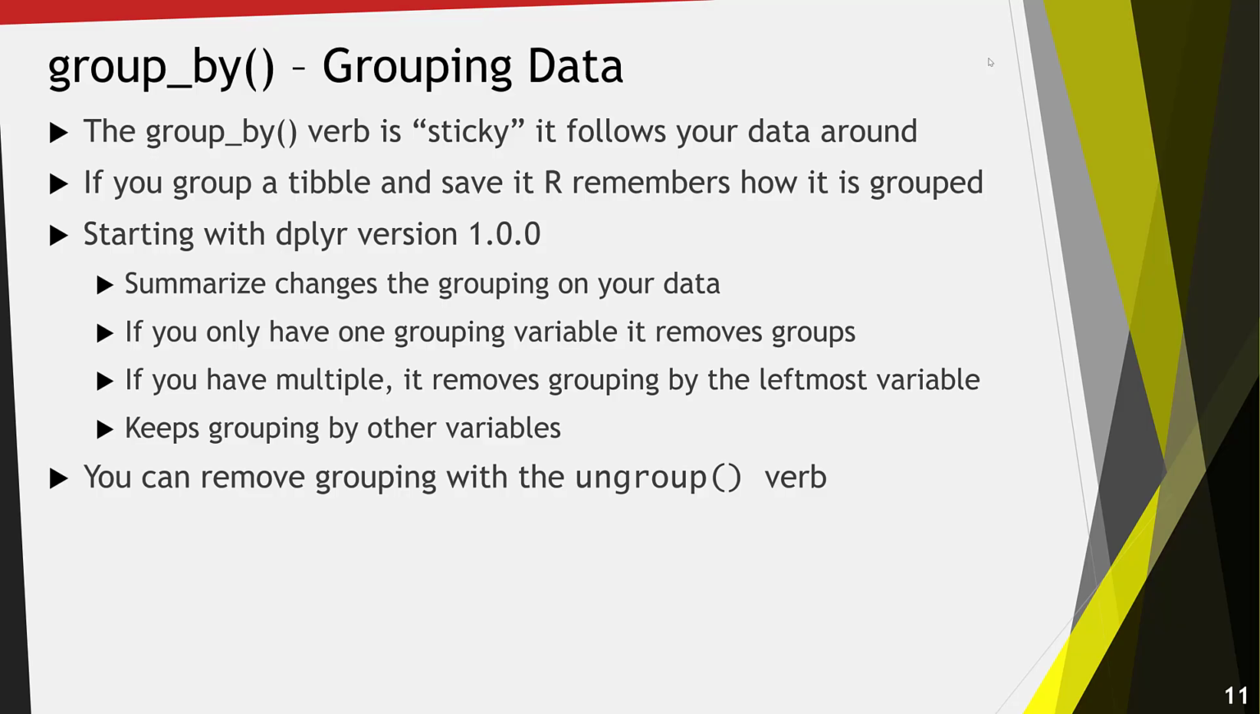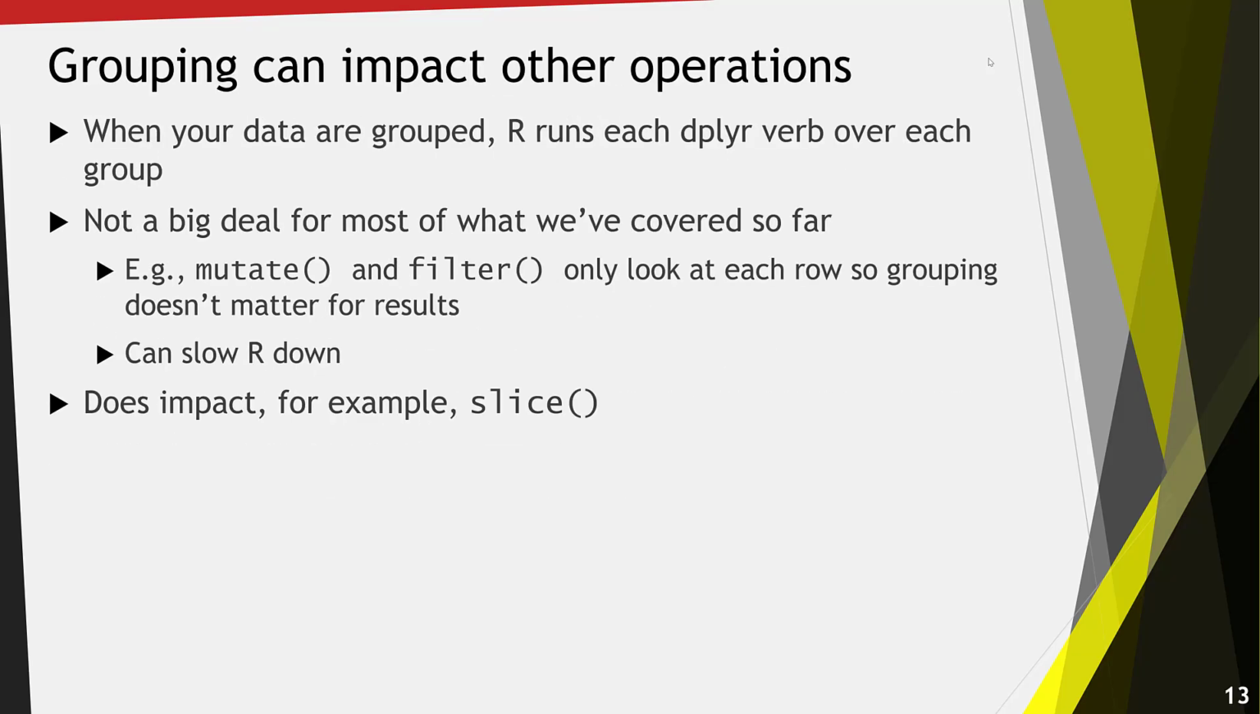I'll show you in a minute why, but sometimes you might want to get rid of grouping. You can do that with the ungroup verb. This will remove all grouping from your data. Why might you care about the grouping? When your data are grouped, R runs each dplyr verb over every group as opposed to over your entire data set. Mechanically, it's not a big deal for most of the stuff we've covered so far.